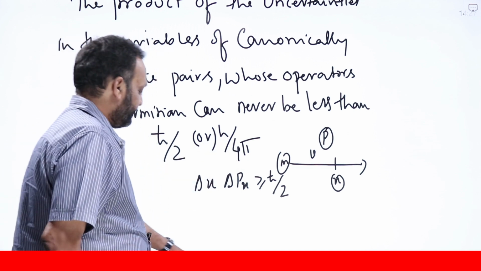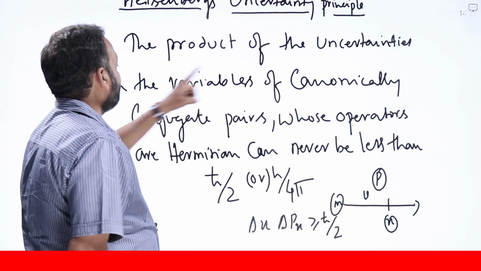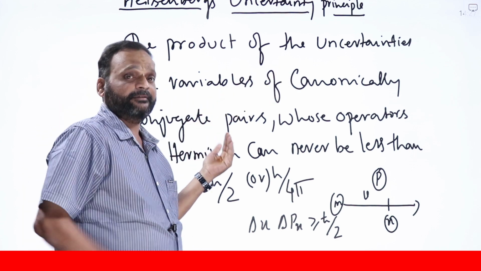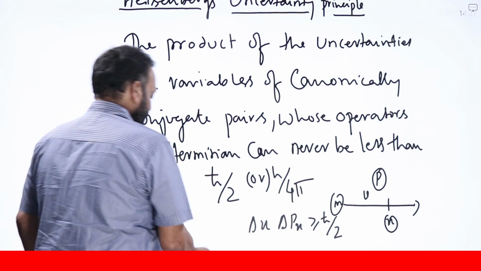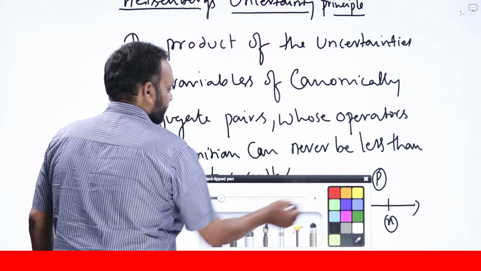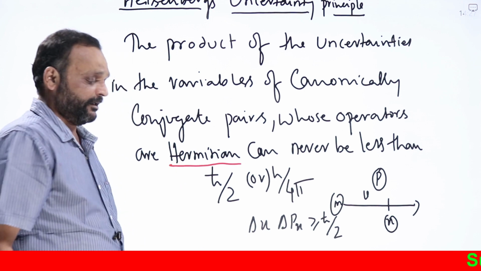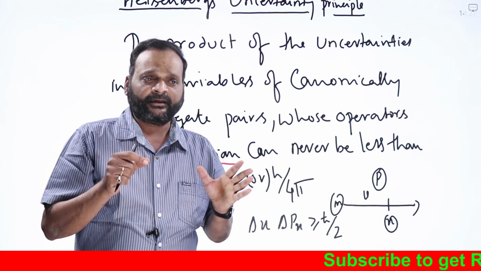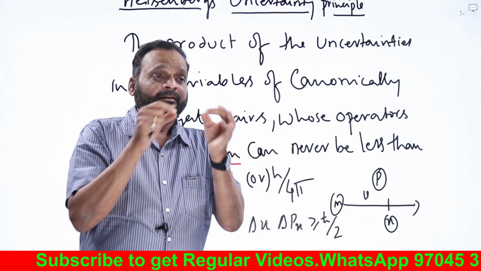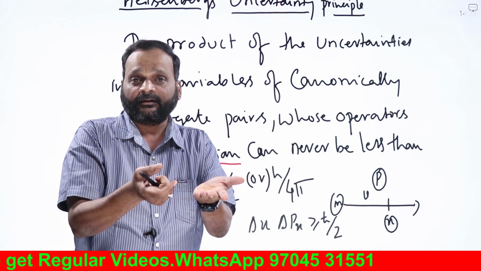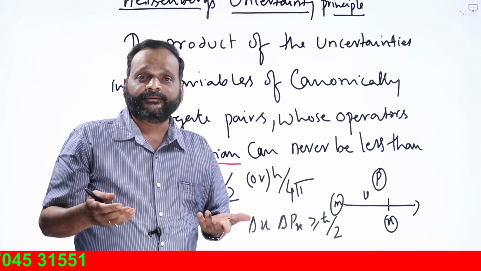The statement actually goes like this: the product of the uncertainties in the variables of canonically conjugate pairs, whose operators are Hermitian. We'll see what canonically conjugate pairs are once I go into quantum mechanics. Again, Hermitian operators will be clear by definition once I enter quantum mechanics. Hermitian operators are those operators whose eigenvalues are always real. All operators of physically observable quantities in quantum mechanics must be Hermitian, because the eigenvalues of a Hermitian matrix are always real. When I want to find position, momentum or energy, I cannot have imaginary eigenvalues.